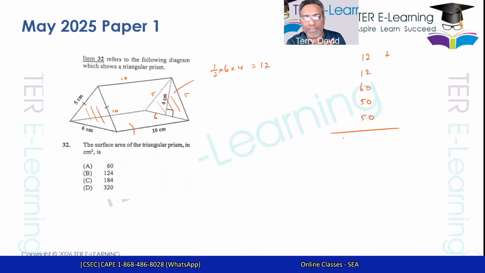So if I add up all of this, I hopefully should get the answer. 2 plus 2 is 4. 5 and 5, 10 and 6, 16, 17, 18. So we get 184 cm squared. Do we have anything like that? Yeah, we do. Right? The answer is C.